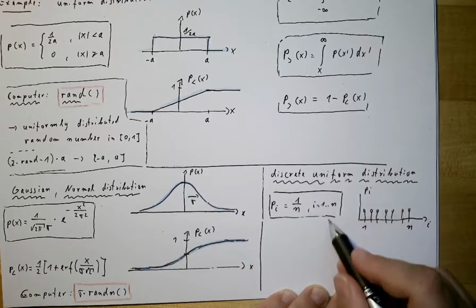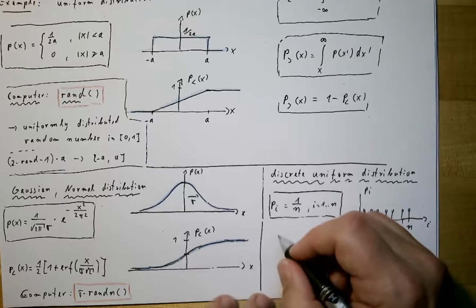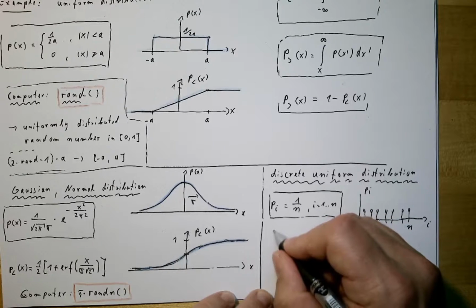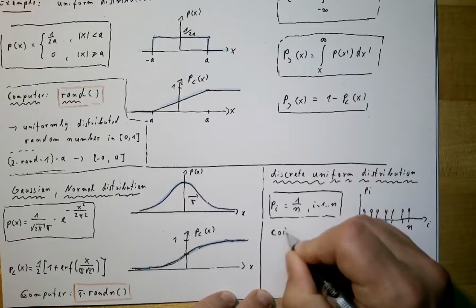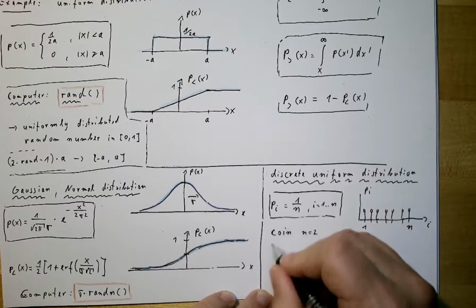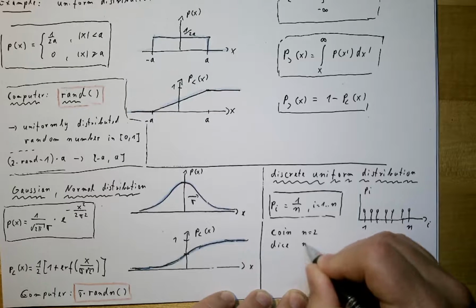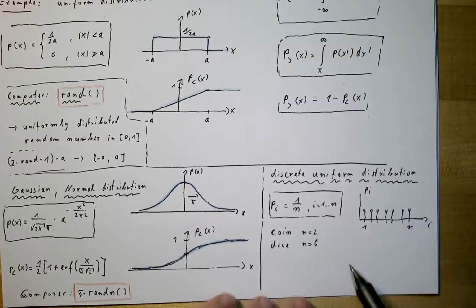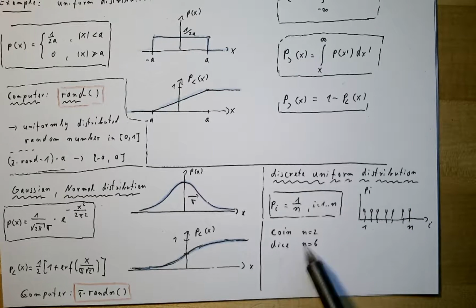And we have seen this in fact already. For example, if we have a coin, we have n equal 2, and for a dice we have n equal 6. So we've seen the examples. We used a lot. Coin and dice throws are just discrete uniform distributions with a certain n.